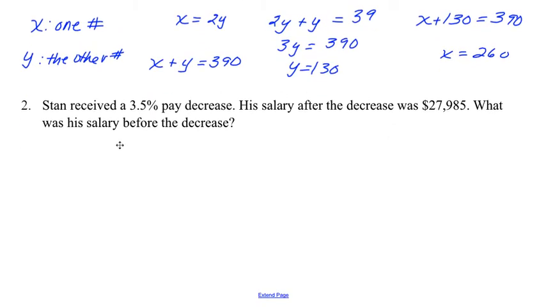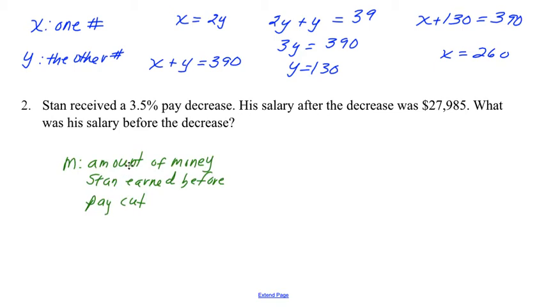Second problem: Stan received a 3.5% pay decrease. His salary after the decrease was given. What was his salary before the decrease? Let's define our variables. M is the amount of money that Stan earned before his pay cut. We are looking for his salary before the decrease, so we're looking for that value M.